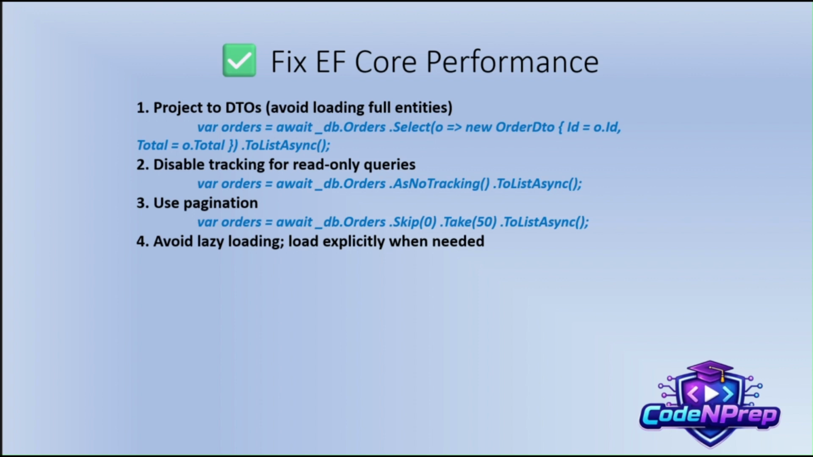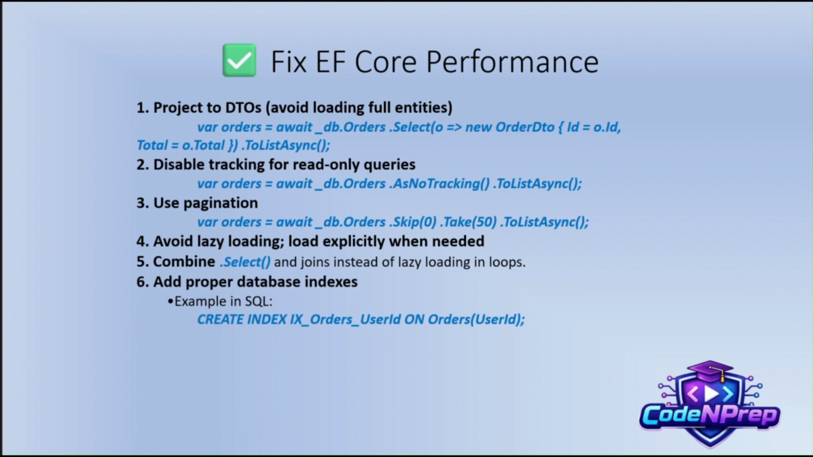Now next is avoid lazy loading. Prefer explicit queries so you can control what runs, when it runs, and how many queries are executed. Next, whenever possible, combine select and joins instead of lazy loading in loops. So it will fetch only required columns using the Select function. And last is add proper indexes. We need to add indexes on filters, joins, and foreign keys. This is where real performance wins happen.